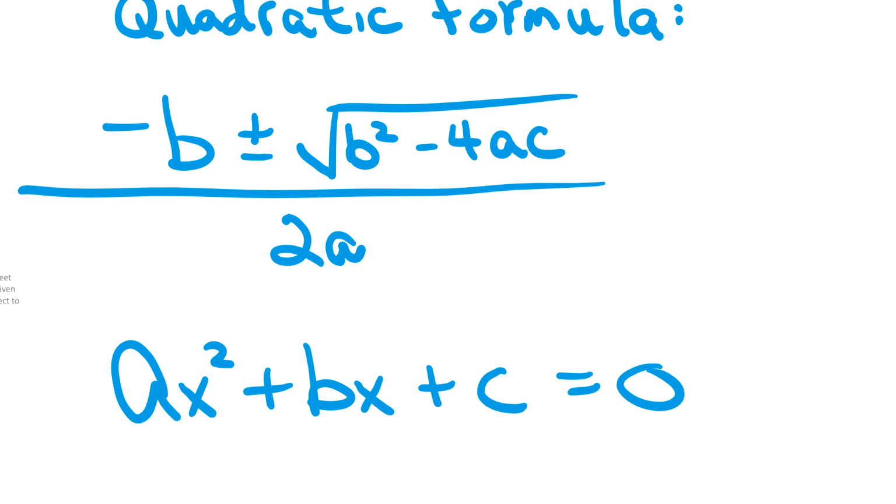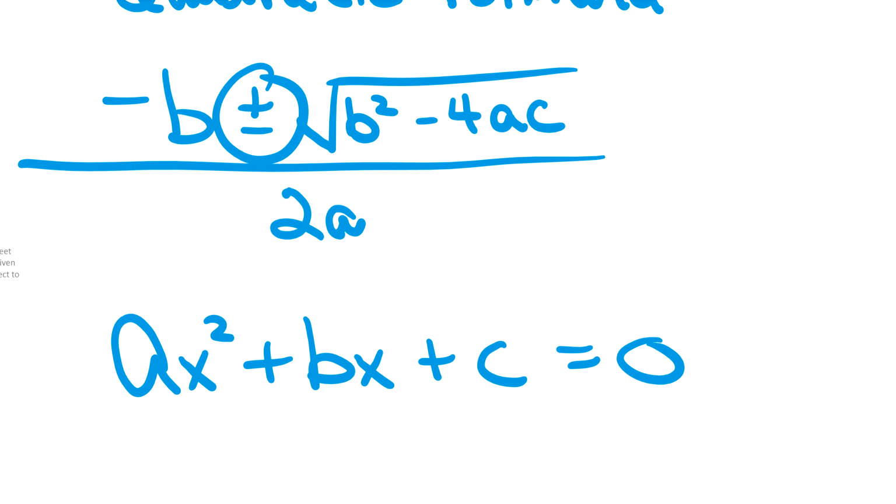Okay, and remember, plus or minus, we're going to have two answers because one's going to be negative b plus the square root of b squared minus 4ac, and the other answer will be negative b minus the square root of b squared minus 4ac over 2a, of course.